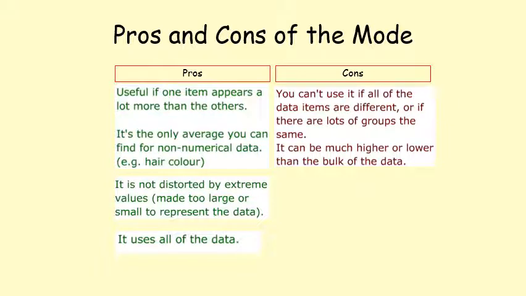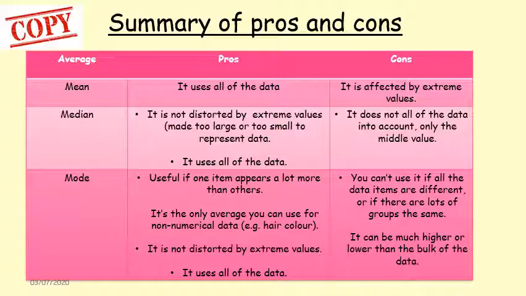A downside is you can't use it if all the data items are different, or there are lots of groups that are the same. It can be much higher or lower than the bulk of the data as well, so you can end up with a mode that doesn't represent it.